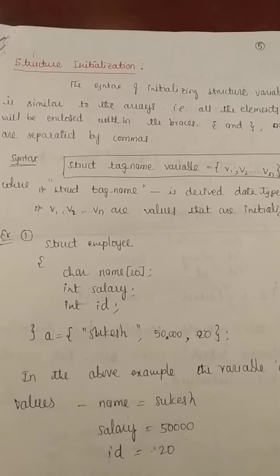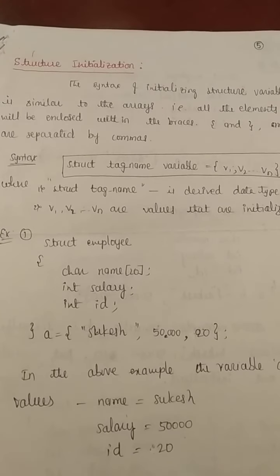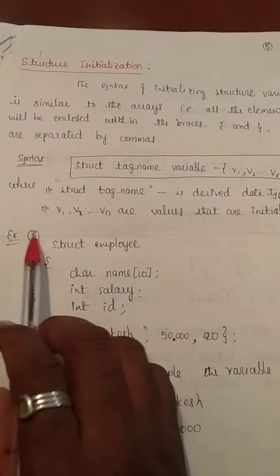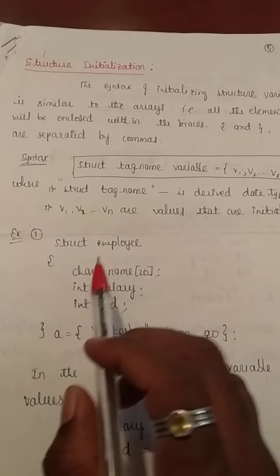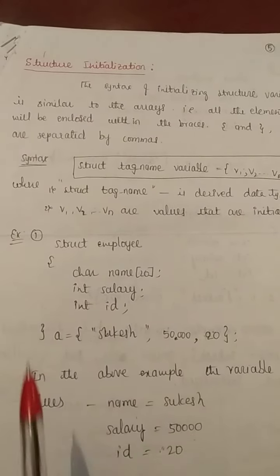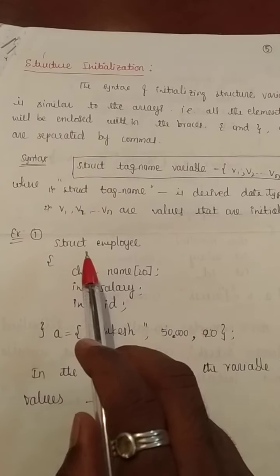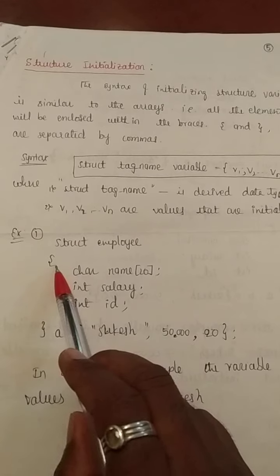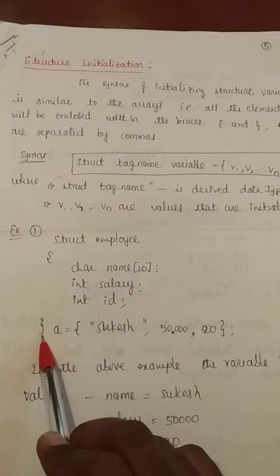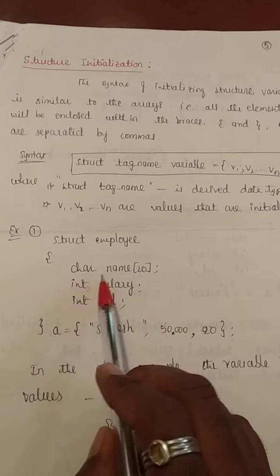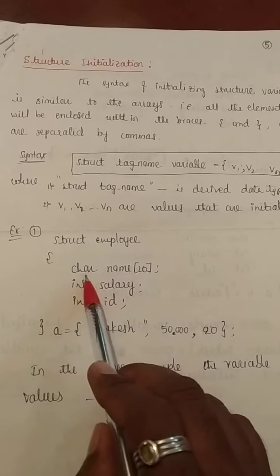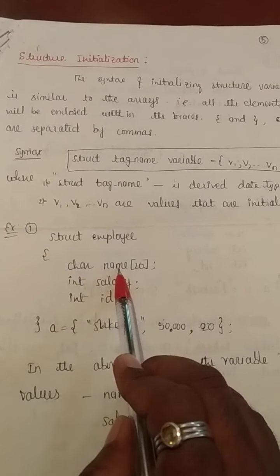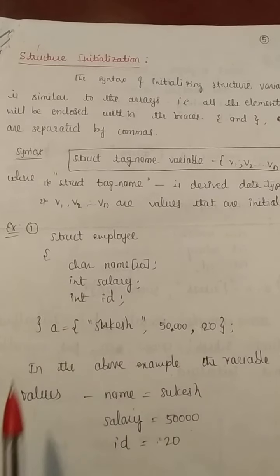So we have some 6 to 7 types of initialization techniques for structures. Example 1 shows one technique of how we can initialize the values of a structure. Example 1 says: struct employee, followed by one set of flower braces, and inside that we have 3 data members, like name, salary and ID.